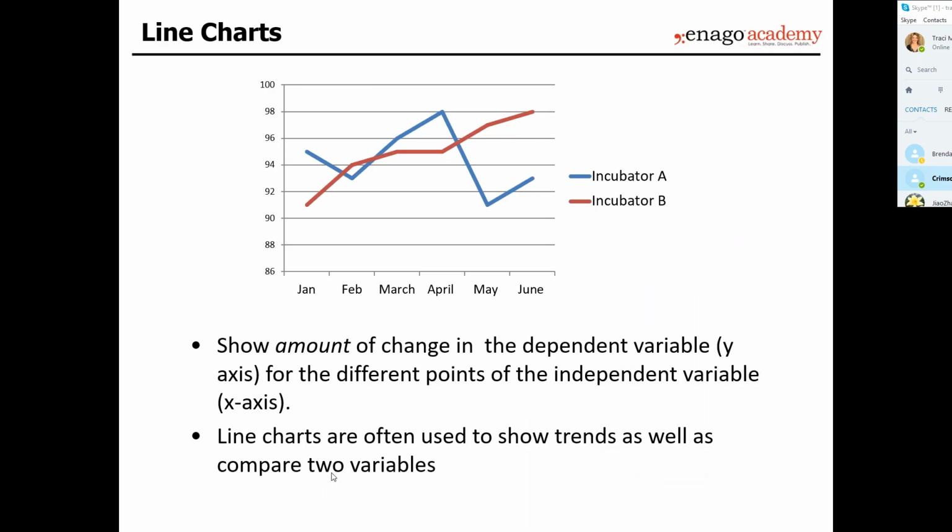So starting with a line chart, in this situation, we can show the amount of change in the dependent variable, which is represented here on the y-axis, for the different points of the independent variable on the x-axis. So the y-axis represents what is changing dependent upon what is happening on the x-axis. We commonly use these when we're doing time points for treatments. Line charts are often used to show trends as well as compare two variables.